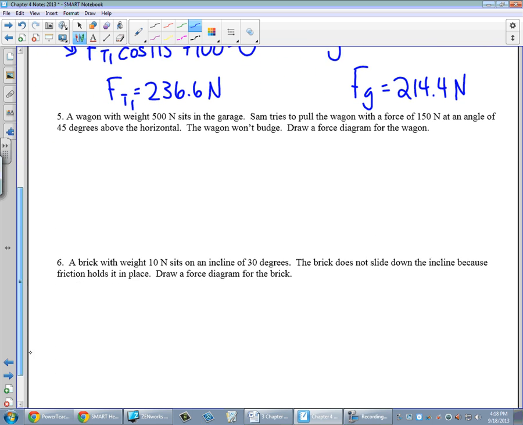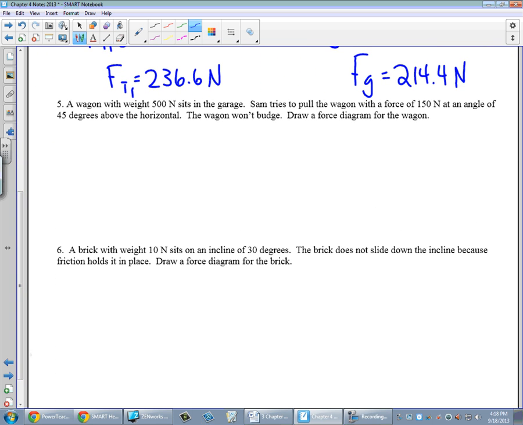Example 5. A wagon with weight of 500 newtons sits in a garage. Sam tries to pull the wagon with a force of 150 newtons at an angle of 45 degrees above the horizontal. The wagon won't budge. Draw a force diagram for the wagon. Okay, so I'm going to start out with my wagon, which I'll represent with a rectangle. I've got force of gravity, 500 newtons, or negative 500 to indicate that it's down.